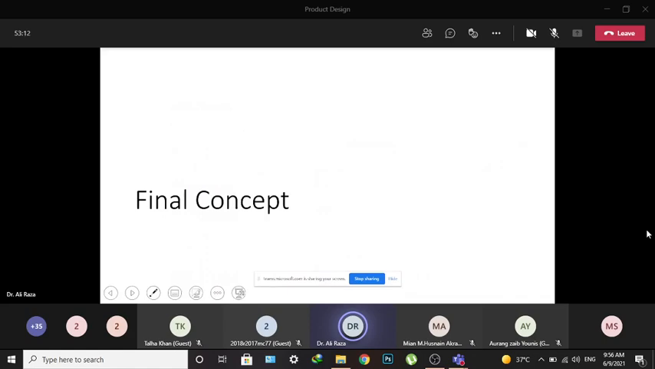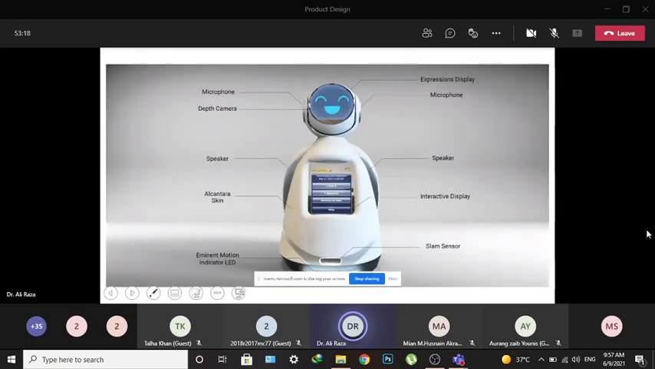So covering all those aspects, this final concept is over here. Just observe it for a while, and then we're going to move on.